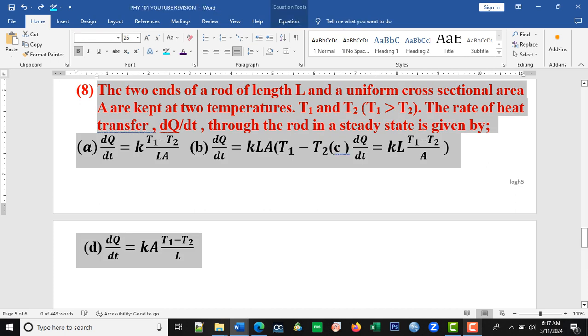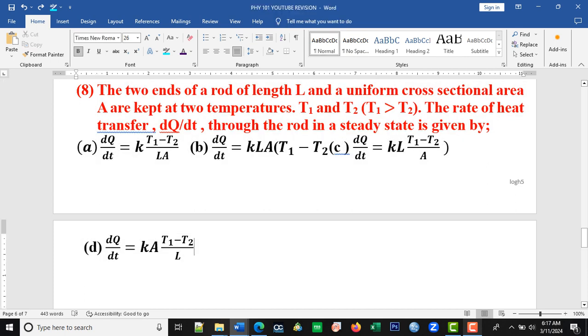This one says, the two ends of a rod of length L and a uniform cross-sectional area A are kept at two temperatures T1 and T2 such that T1 is greater than T2. The rate of heat transfer, Q over t, through the rod in a steady state is given by, this expression is familiar, so we just pick the correct option, which is option D.